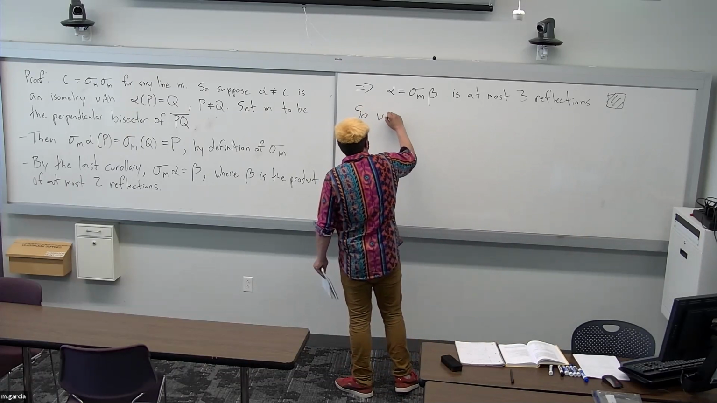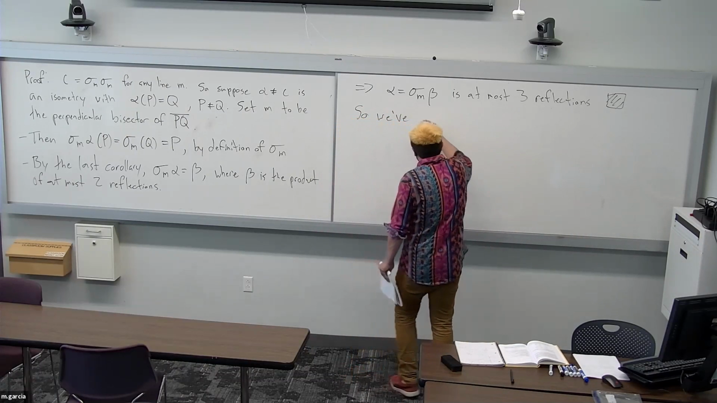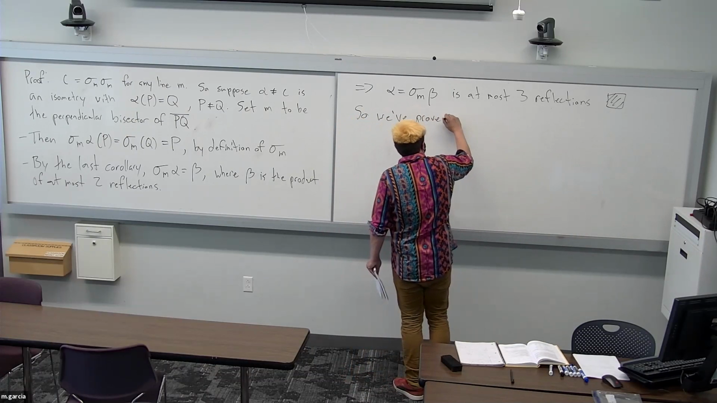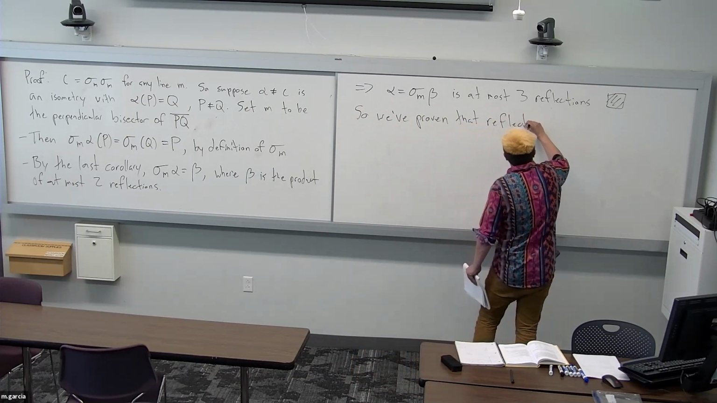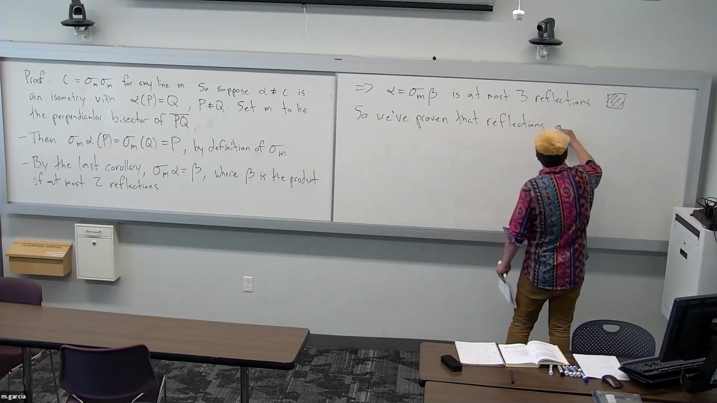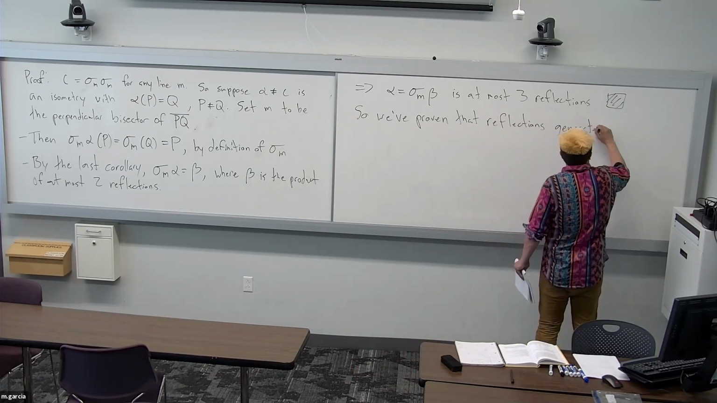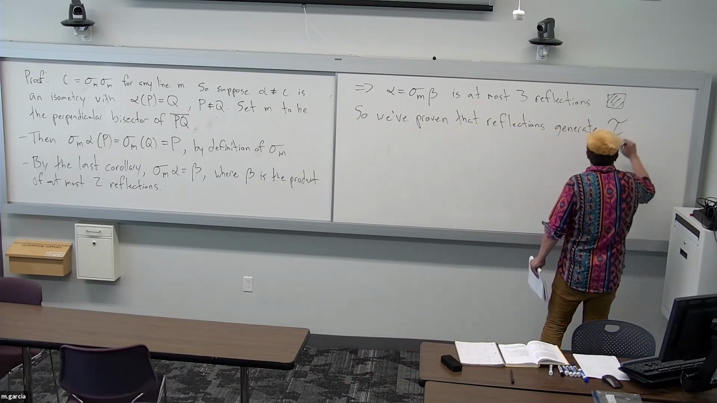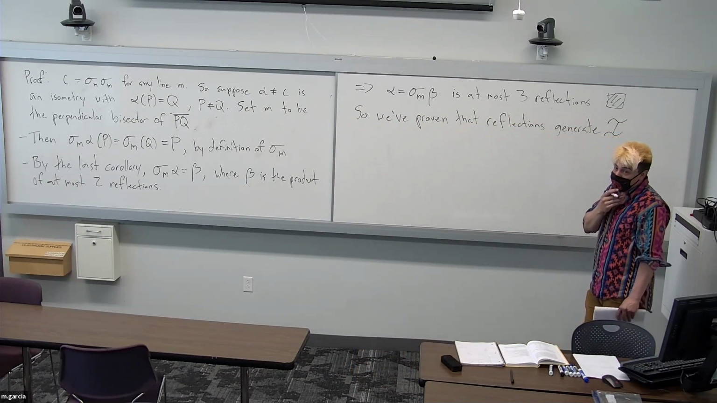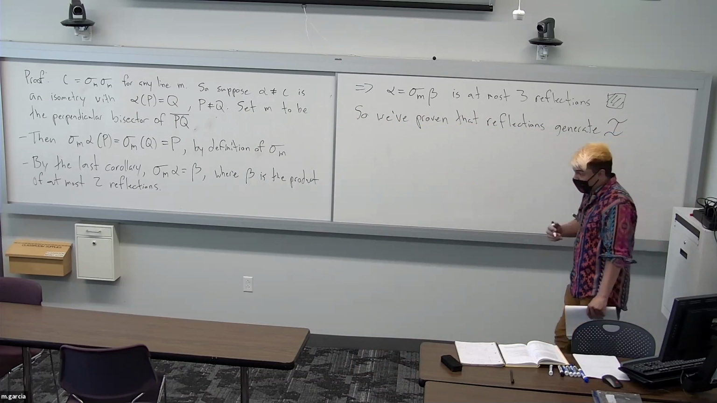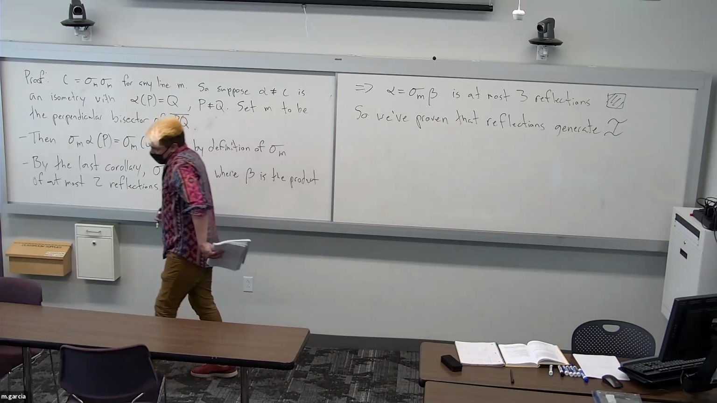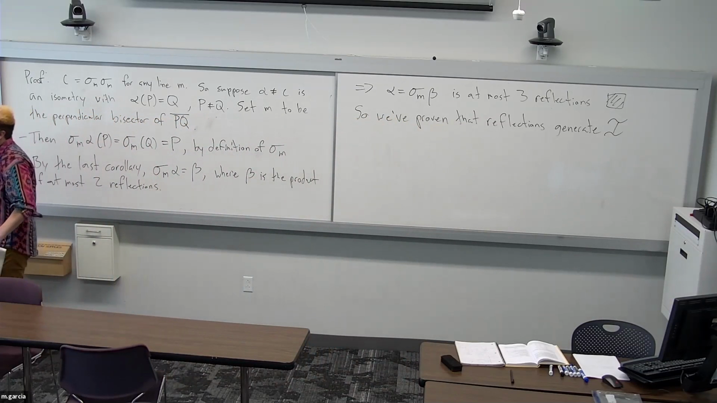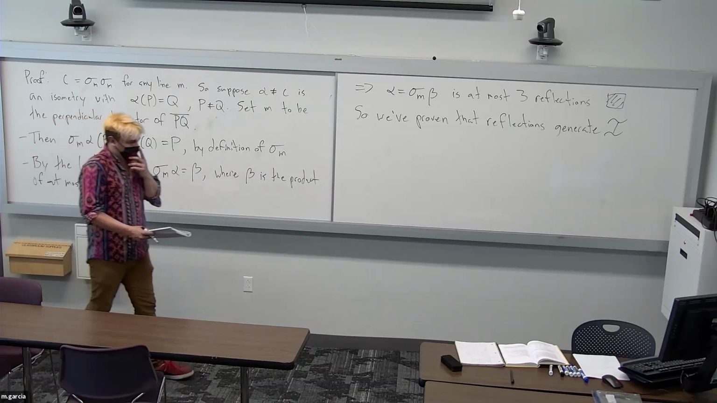So, we've proven that reflections generate I, the group of all isometries. Right? In fact, we said something stronger. It's not just that an isometry is a product of reflections, it's at most 3.